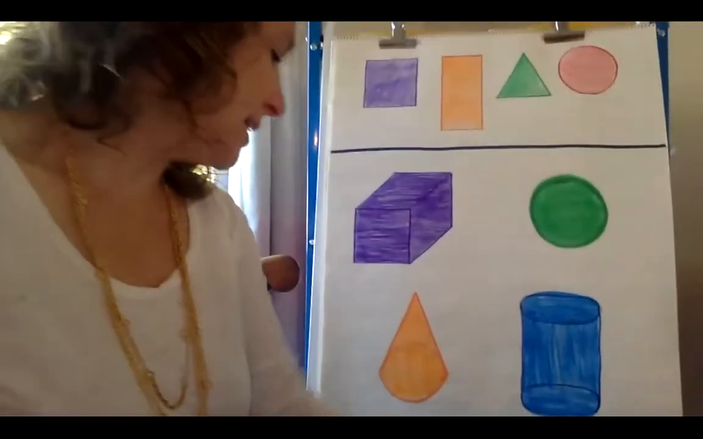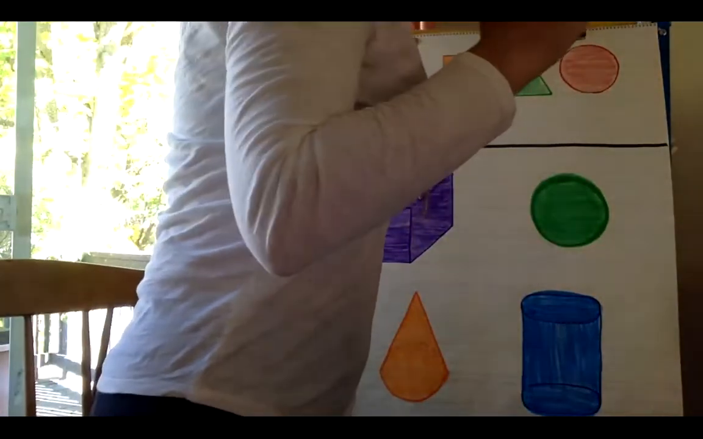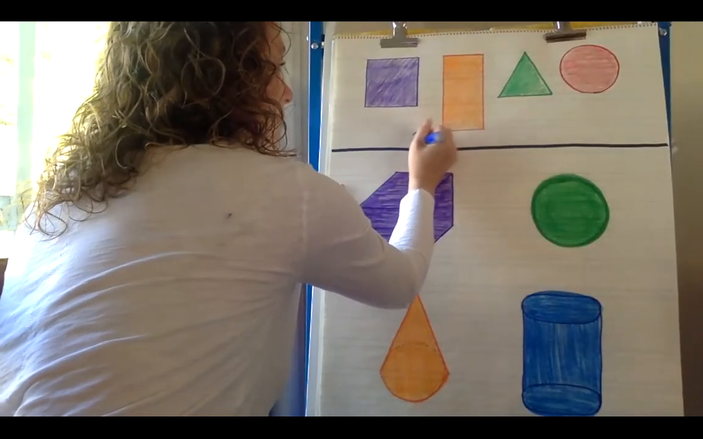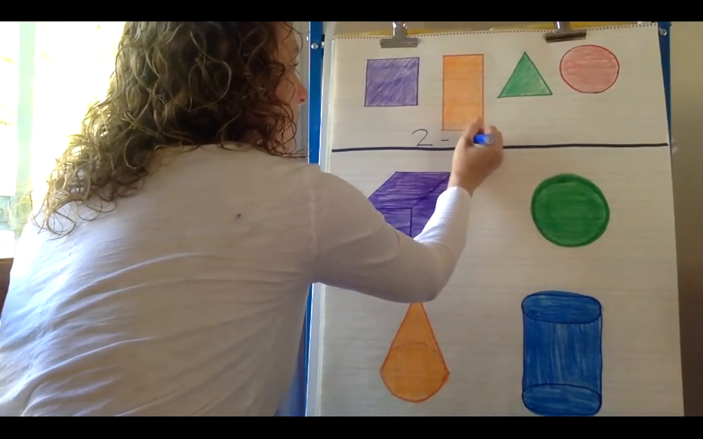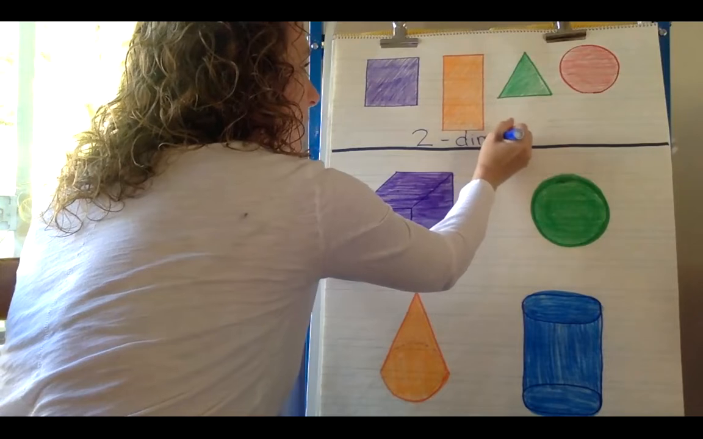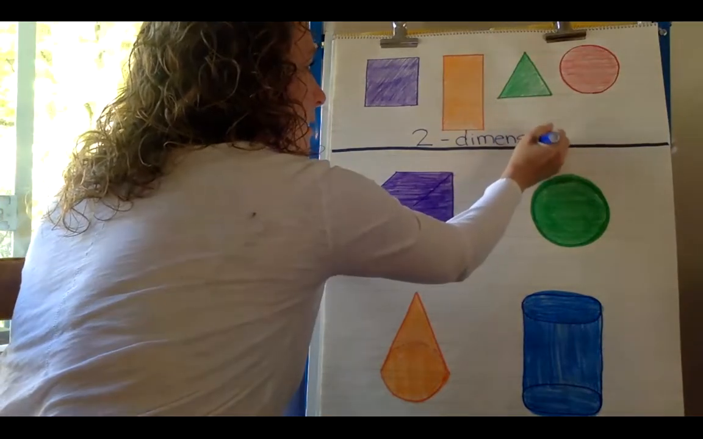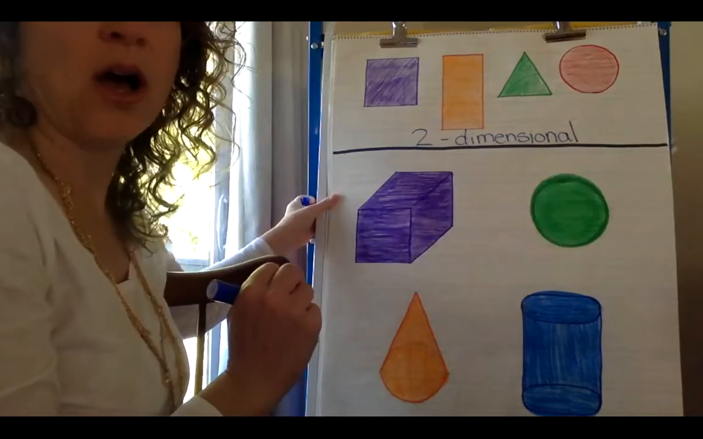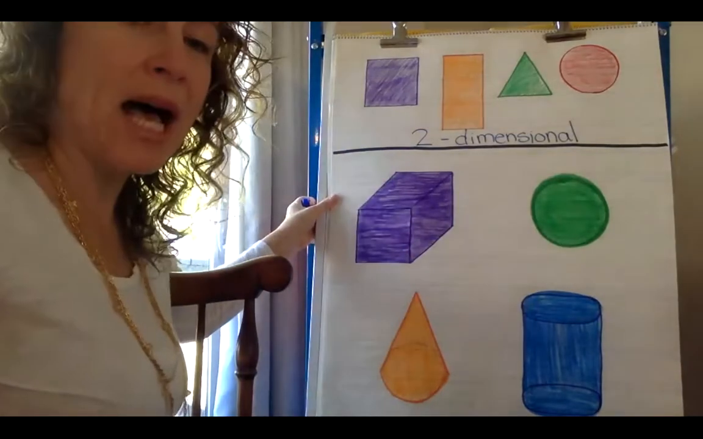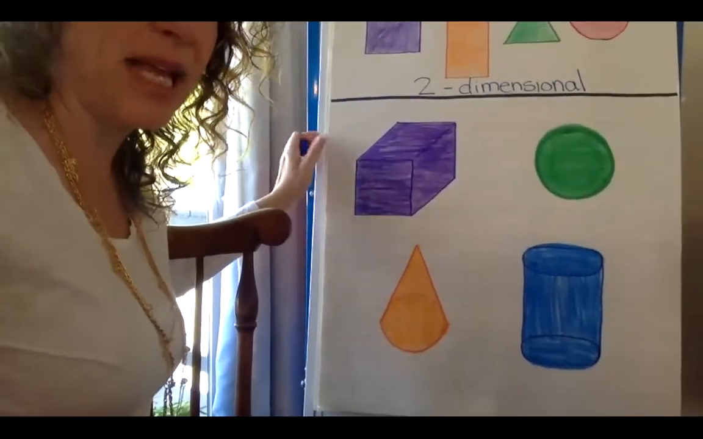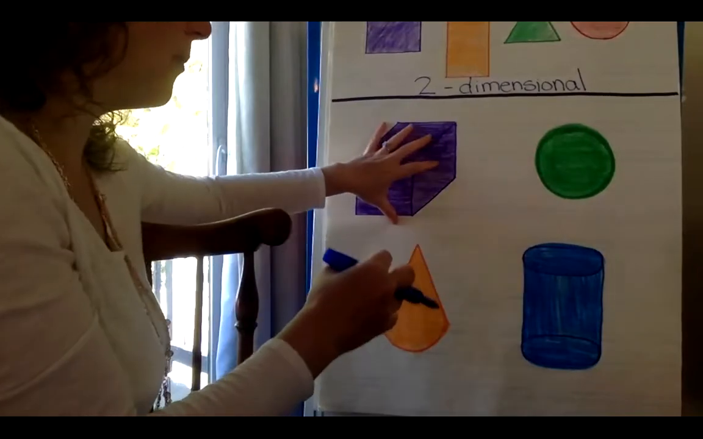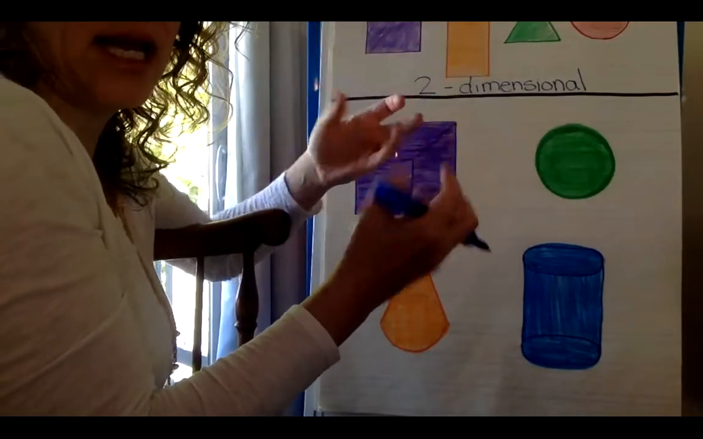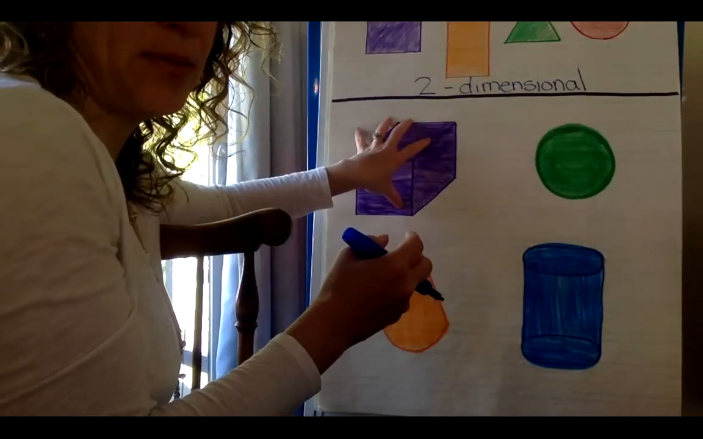Okay, so like I said, the top shapes are two-dimensional. They're flat. Two-dimensional shapes are flat. Our bottom ones, I tried to make look like they have some substance to them. Like you could hold them with two hands around it. And these are our three-dimensional shapes.